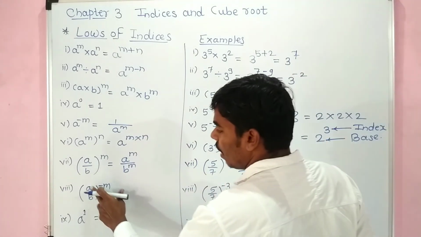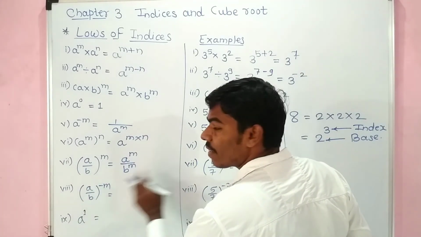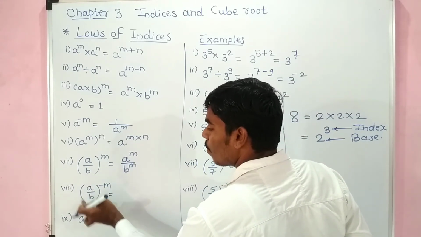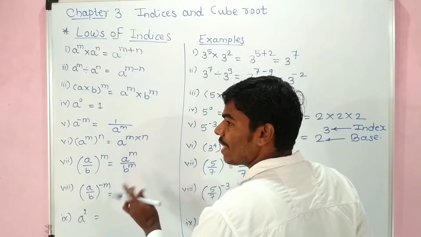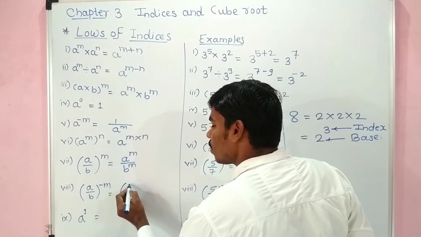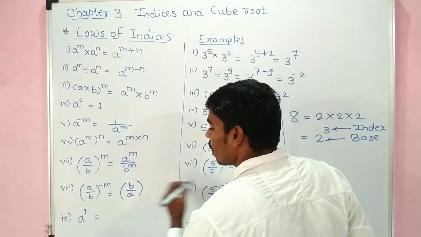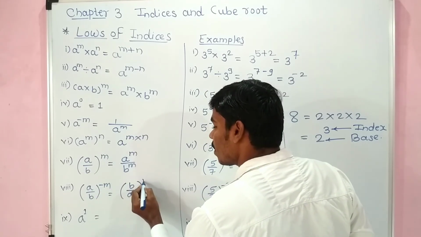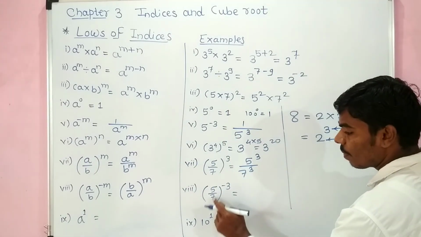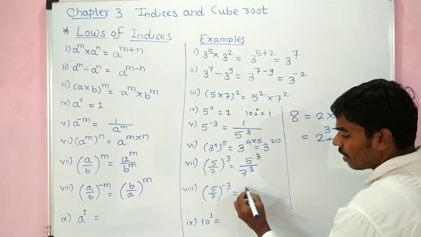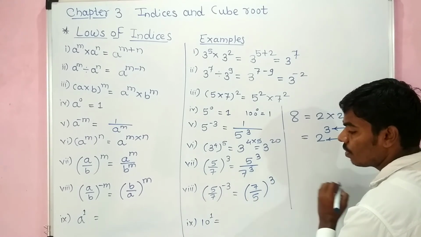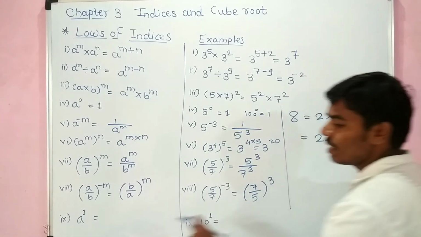Eighth rule, a upon b whole bracket raised to minus m. If we replace a by b and b by a, that means we change the place of both numbers. That means we can write a by b as b by a. Then the sign of index changes. For example, 5 upon 7 bracket raised to minus 3, it can be written 7 upon 5 bracket raised to plus 3.